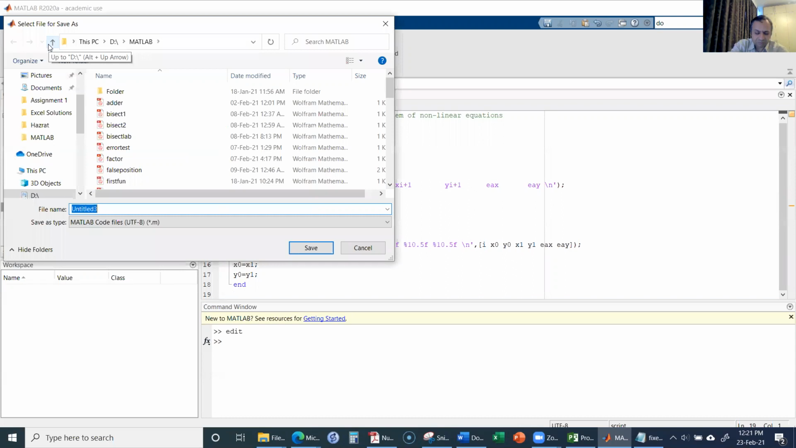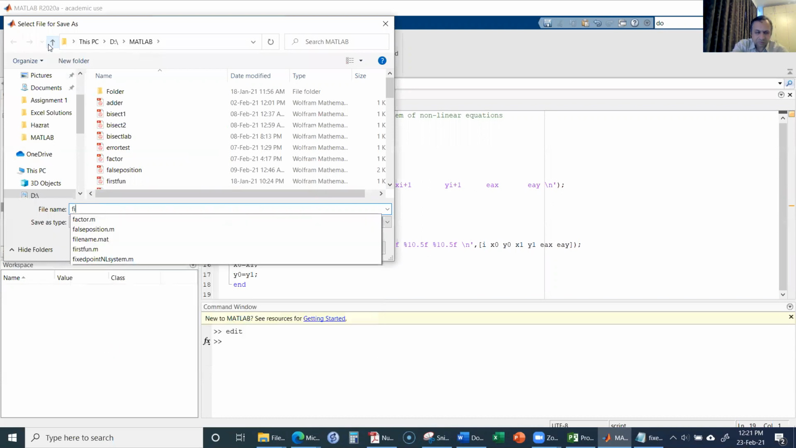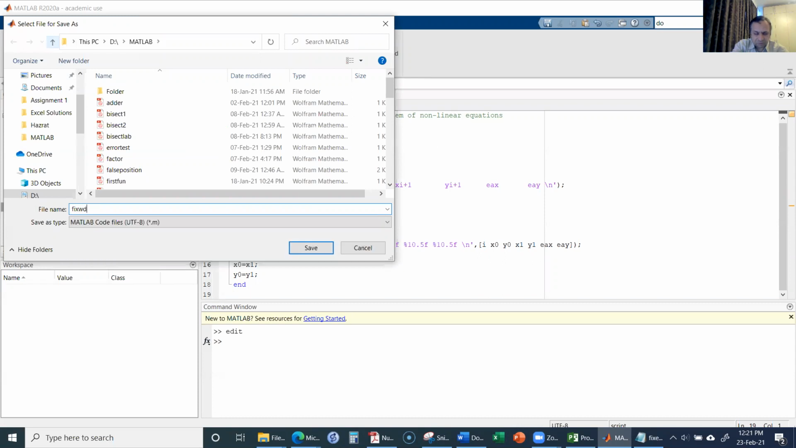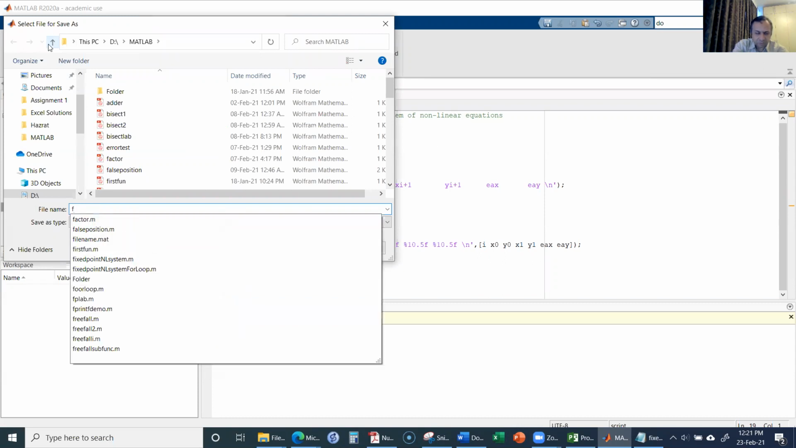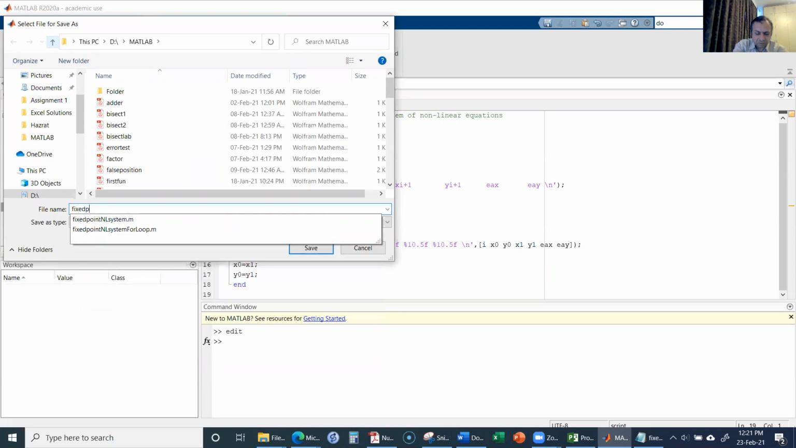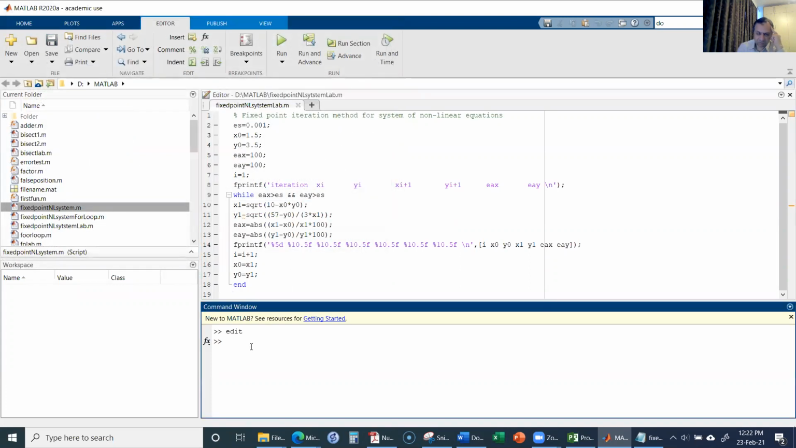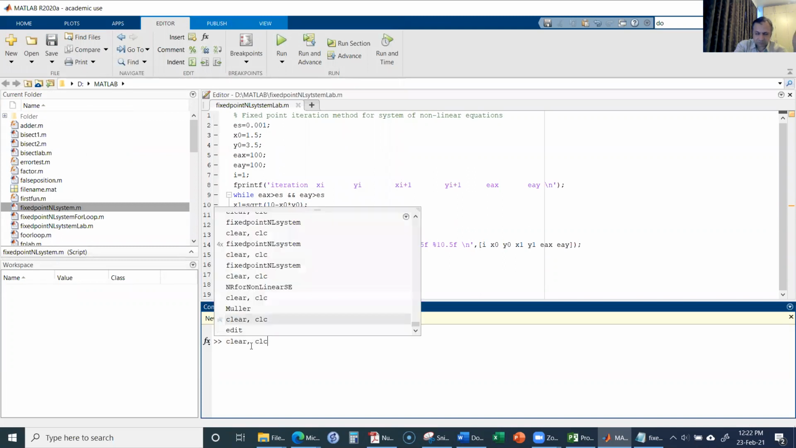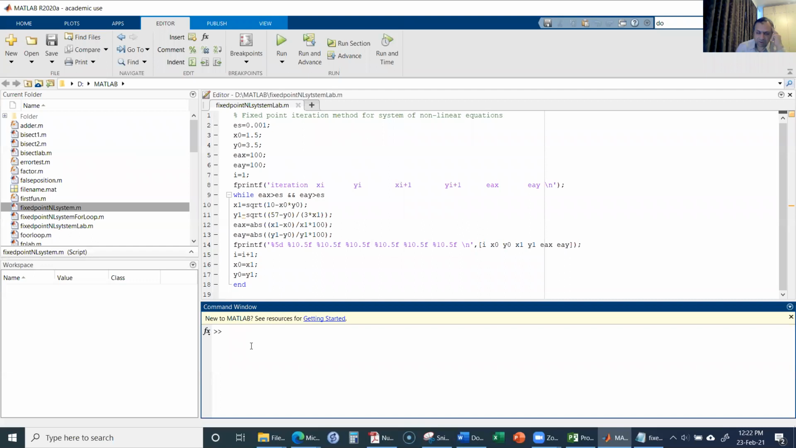I will save it with the name fixed point iteration, fixed point for the nonlinear system. I have done it for the lab, so I will name it like this. Anyway, I will save this file, then clear everything, and now I will run this code.